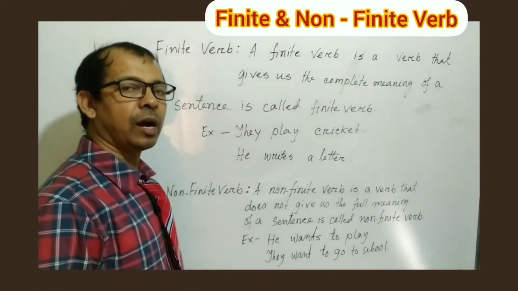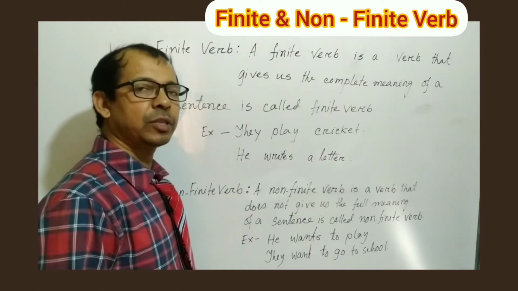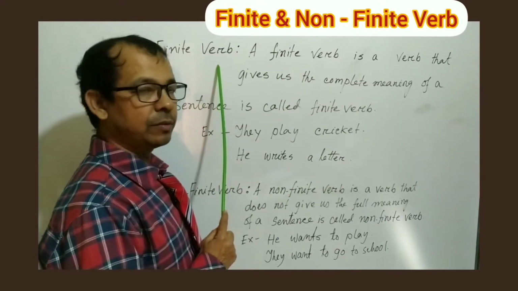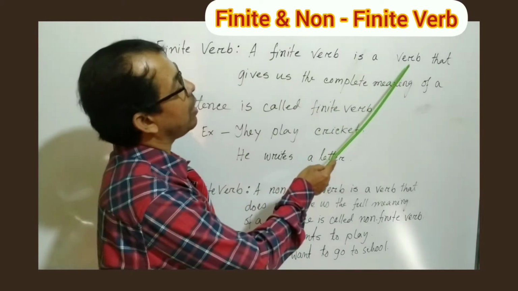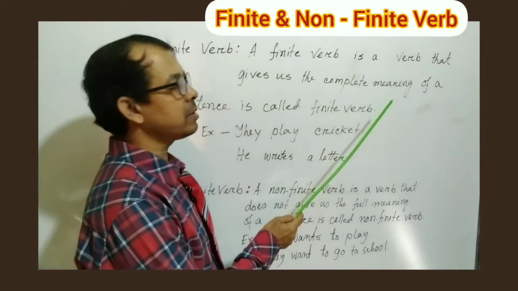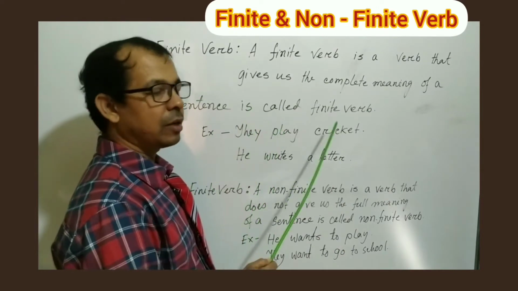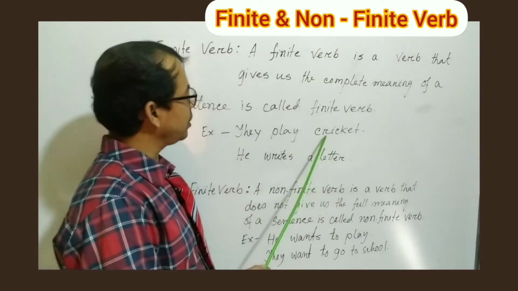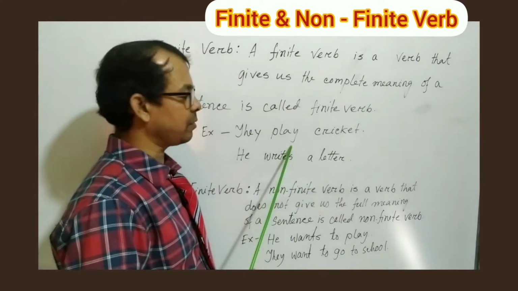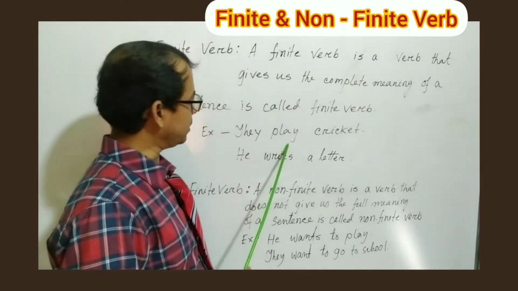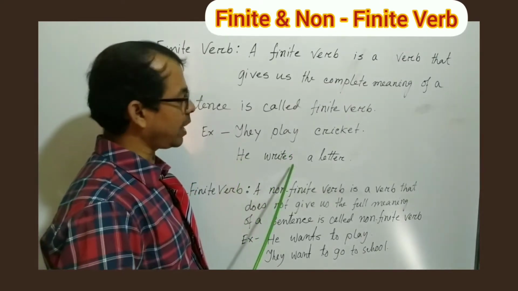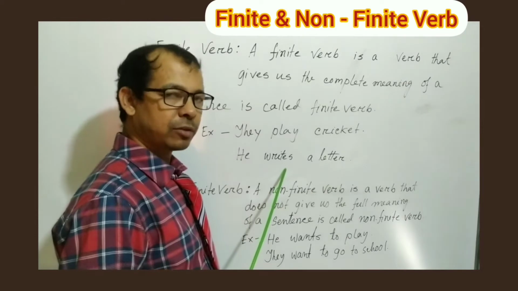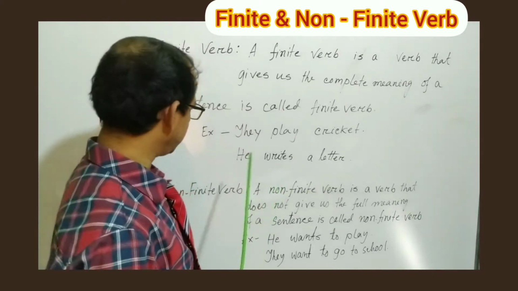My dear student, now we'll learn the definition of finite and non-finite verb. Okay, so finite verb. A finite verb is a verb that gives us the complete meaning of a sentence. It's called a finite verb. As for example, they play cricket. Here, play is a finite verb. It gives us the complete meaning of this sentence. And another sentence, he writes a letter. Here, writes is a finite verb, and it also gives us the complete meaning of this sentence.